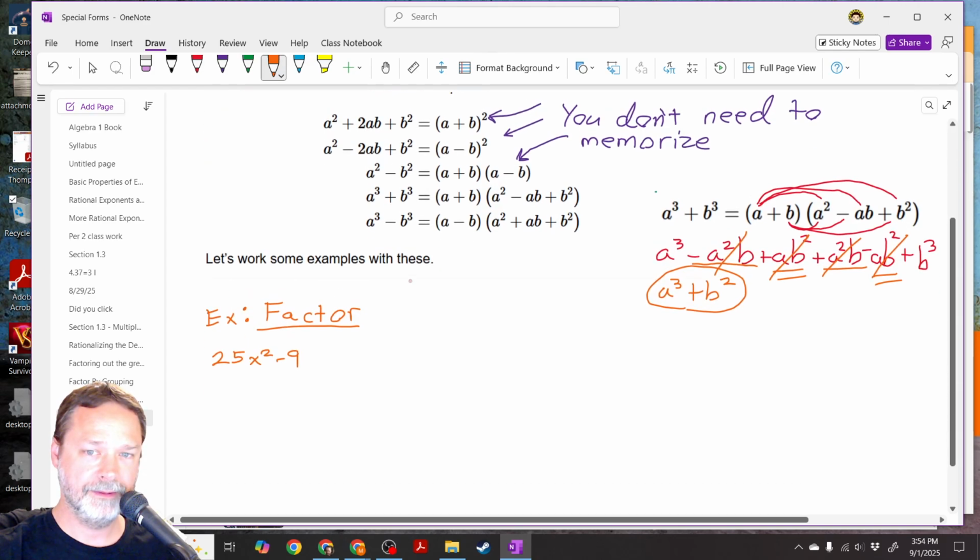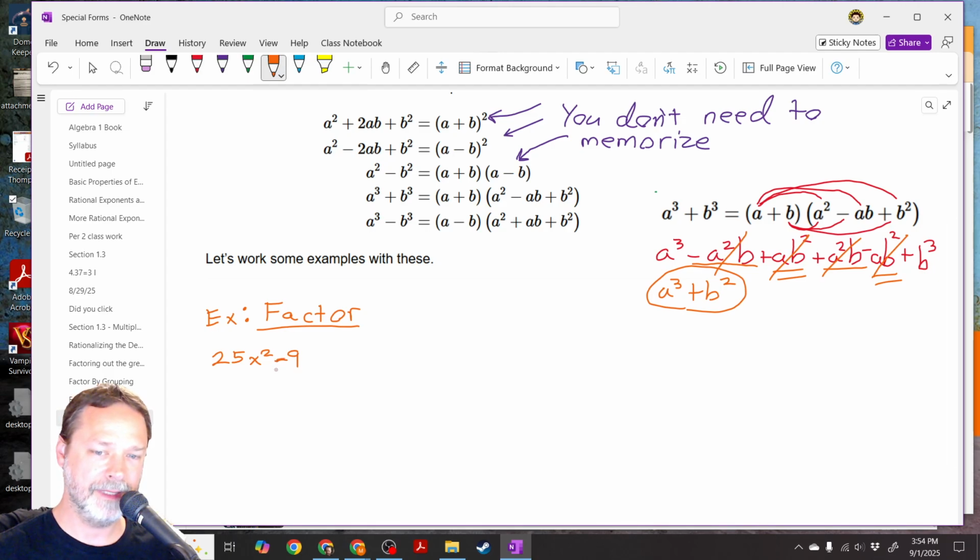What I'm going to do is say, well, this has one operation, it has one difference. It's a subtraction. So could it be this? Could it be that? Let me see. Is the first term something squared? Yes. Is the second term something squared? Yes. All right, then I can totally do this.